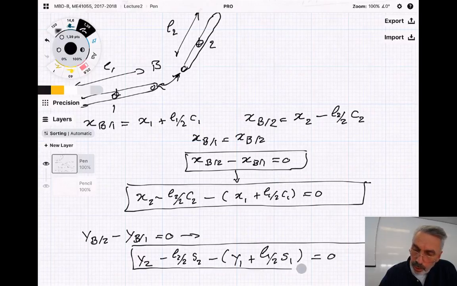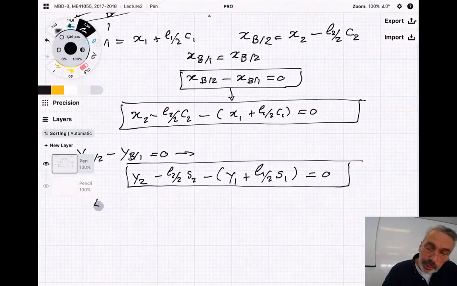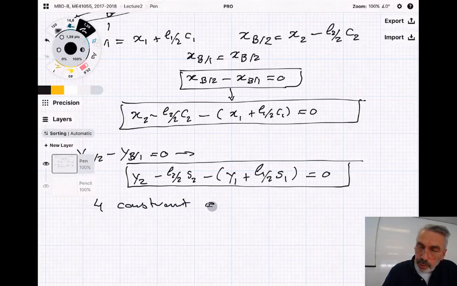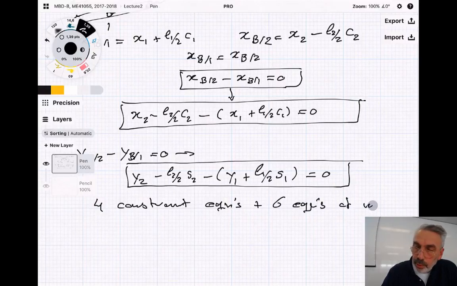So now we have in total 4 constraint equations plus 6 equations of motion, making 10 equations.